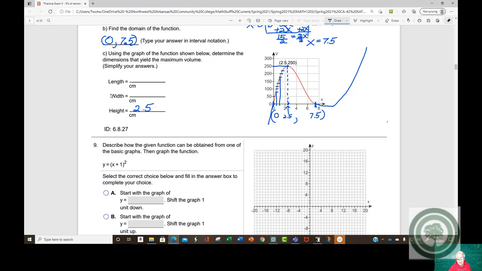Now, to find the width and the length, remember they're the same: 15 minus 2x. Well, if we let x equal 2.5, then we'll have 15 minus 2 times 2.5. 2 times 2.5 is 5. Whoa, stop. 5. 15 minus 5 is 10. So 2.5, 10, and 10 are going to be the dimensions of the box when it's at its maximum volume, which is what you want. The biggest bang for the buck.